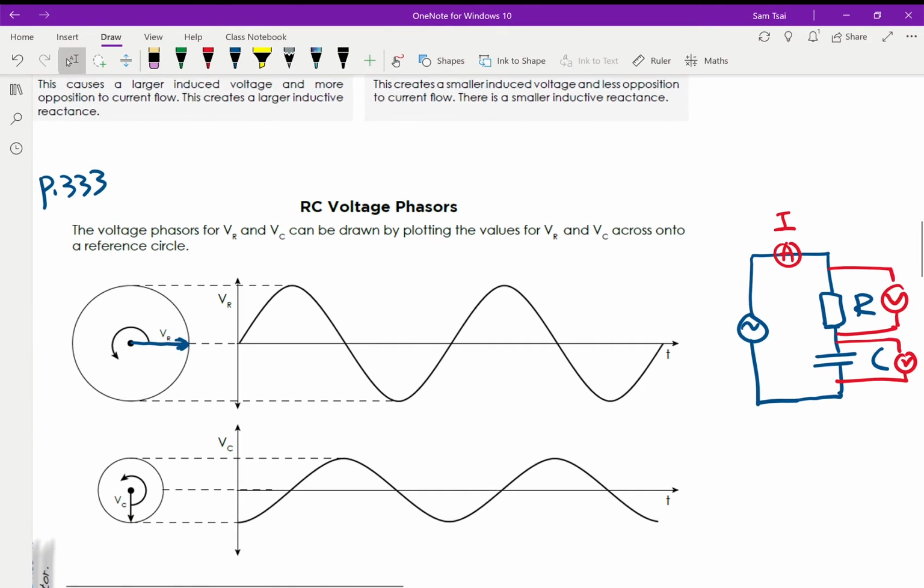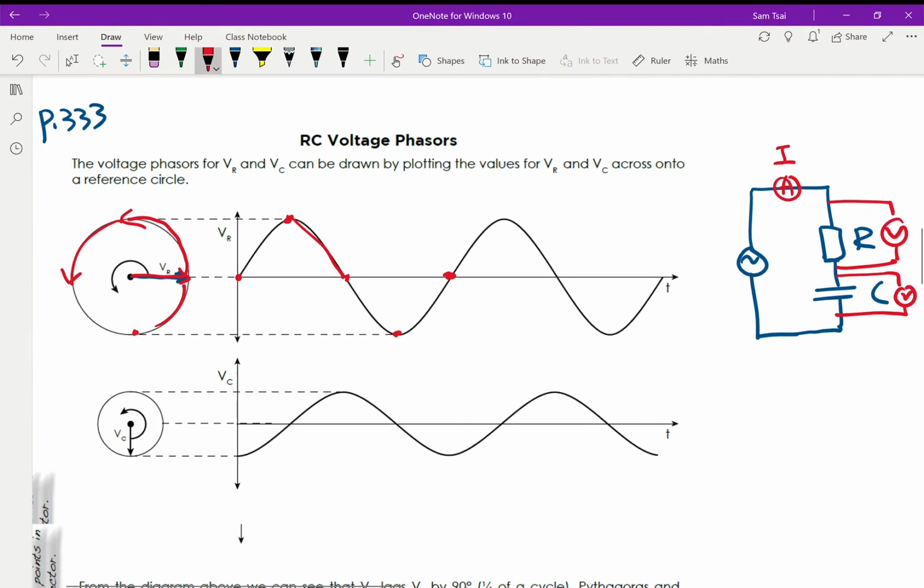And then phasor, so this is VR. From here it is 0, and then it starts to rotate to here, and it's maximum at 90 degrees. 180 degrees comes to here, then 270 comes to here, and then it comes back to where it started. So this is one cycle. This is phasor.